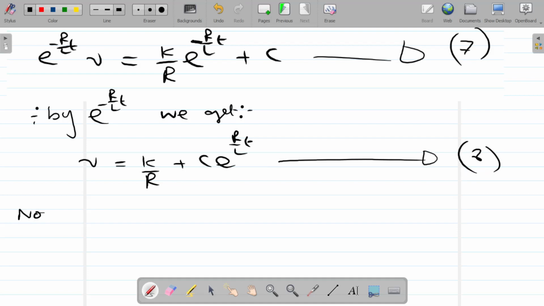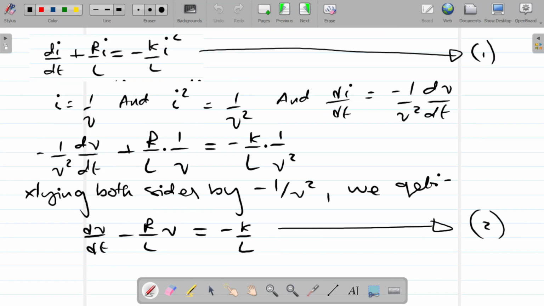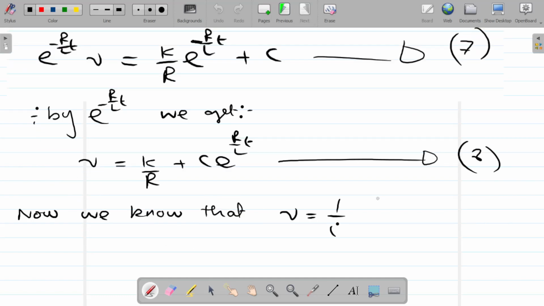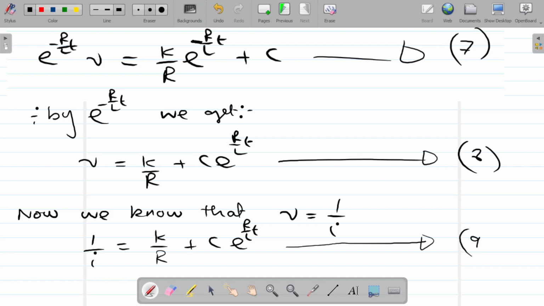So now we know that v equals 1 over I. Is that right? Let's have a look. Yeah, so I equals 1 over v, or v equals 1 over I. So we can write 1 over I is equal to k over r plus c e to the r over L t. That is our equation. So that's our equation 9.